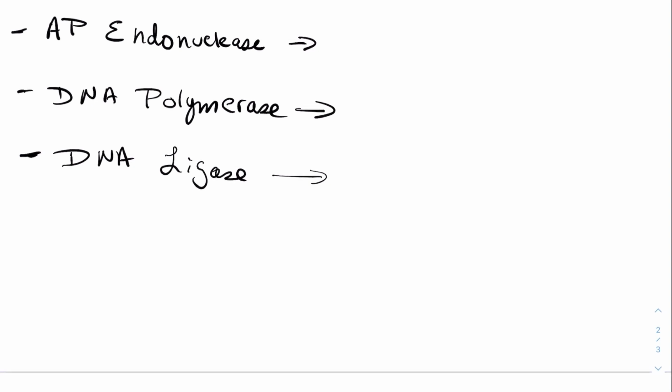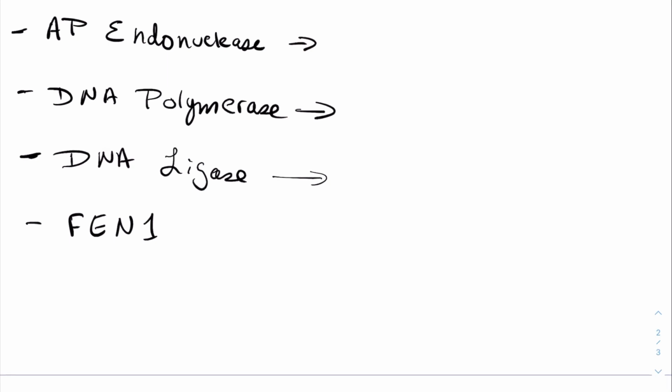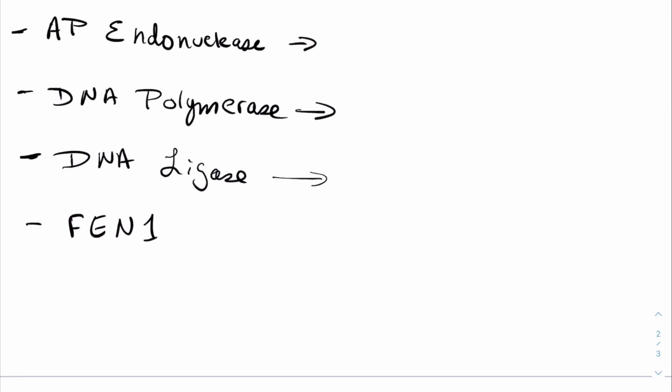There's another one called FEN1, a flap endonuclease, which removes the 5' flap when we have more than one base. We call this long patch base excision. Sorry, it's not a long run, it's a long patch. In long patch base excision, this enzyme comes in and plays a role. When you have more than two or three bases that need to be removed, FEN1 comes in. Remember, this is a flap endonuclease.